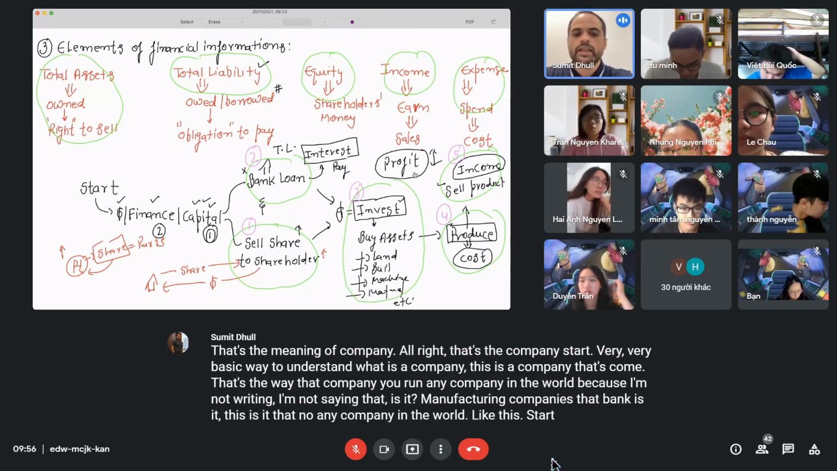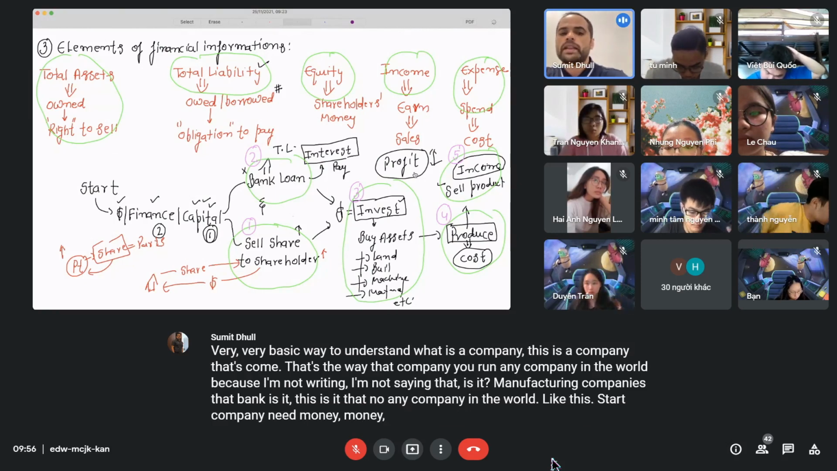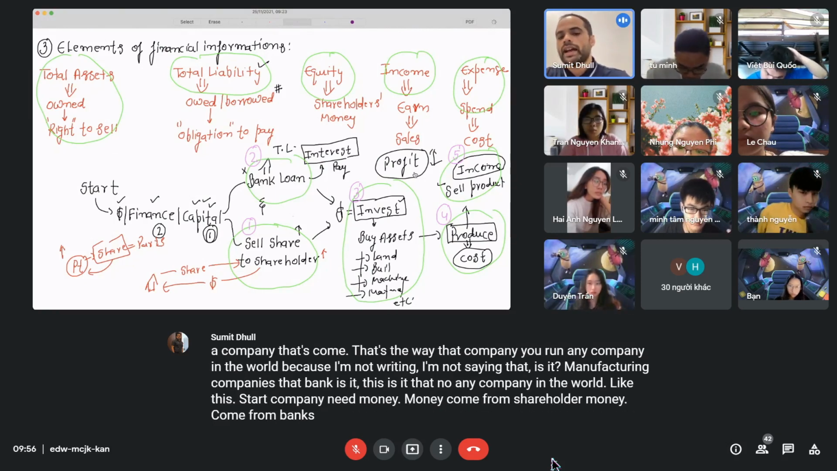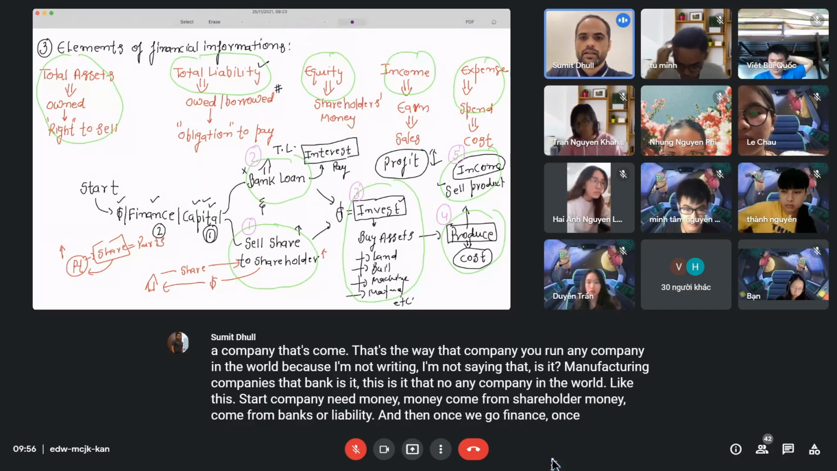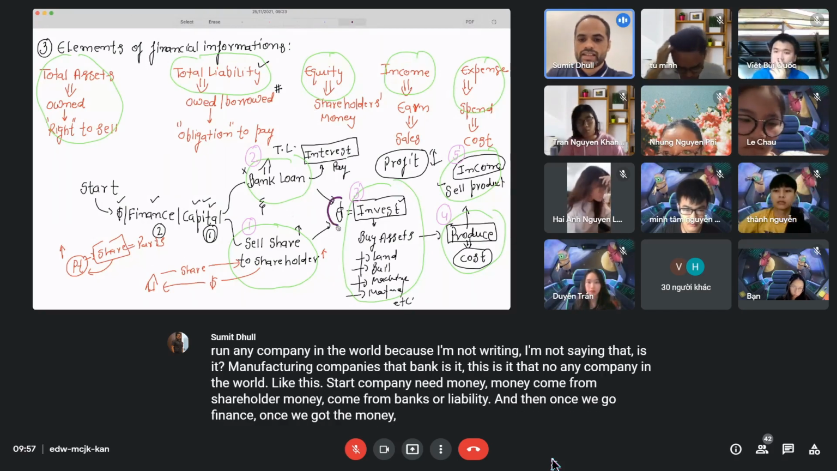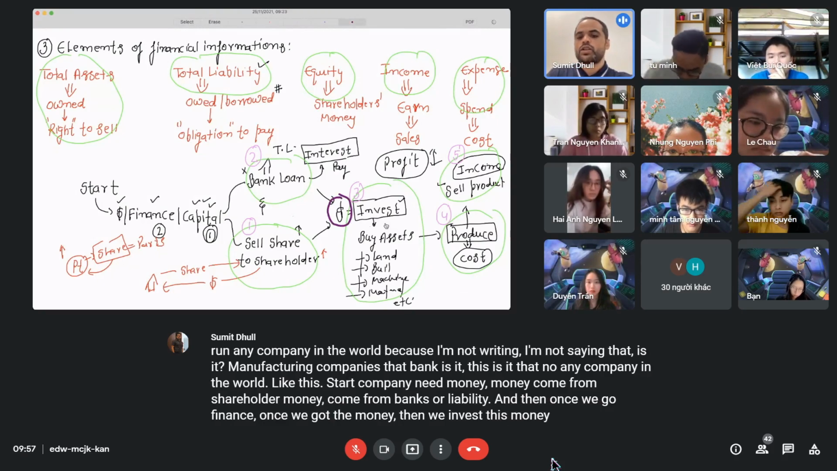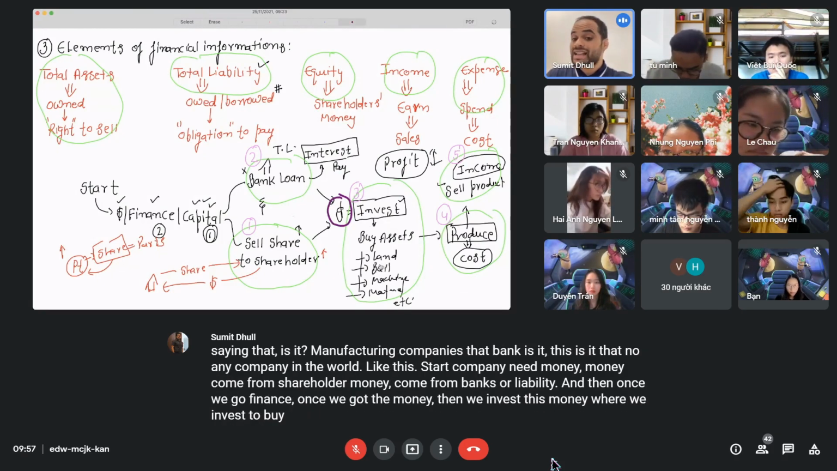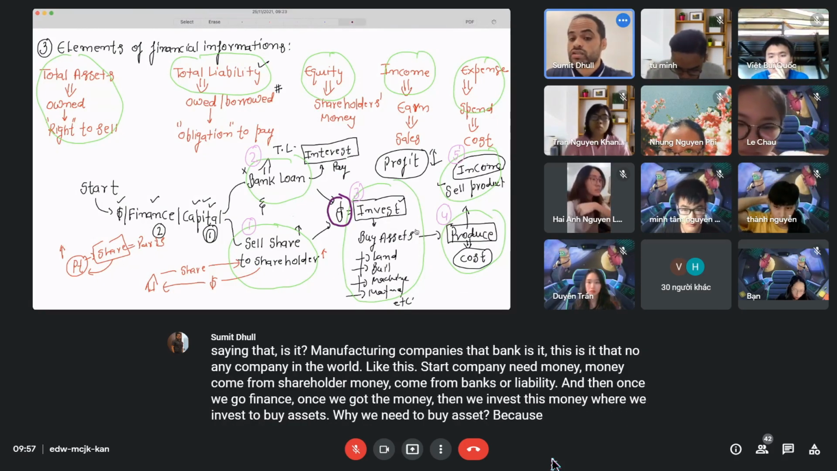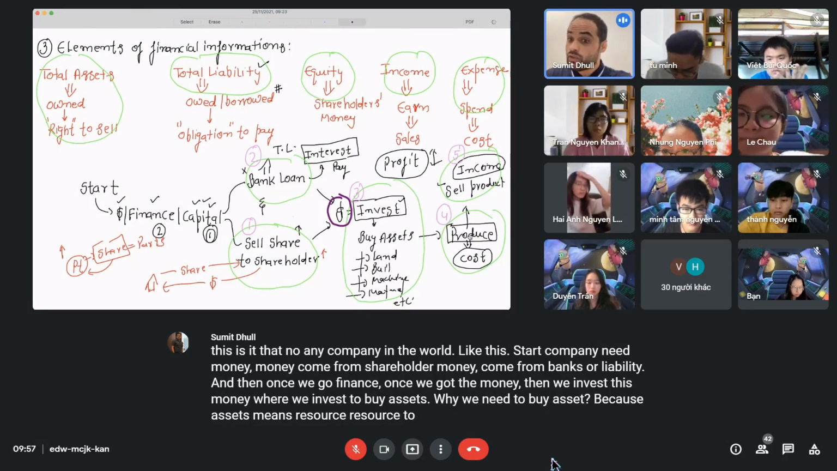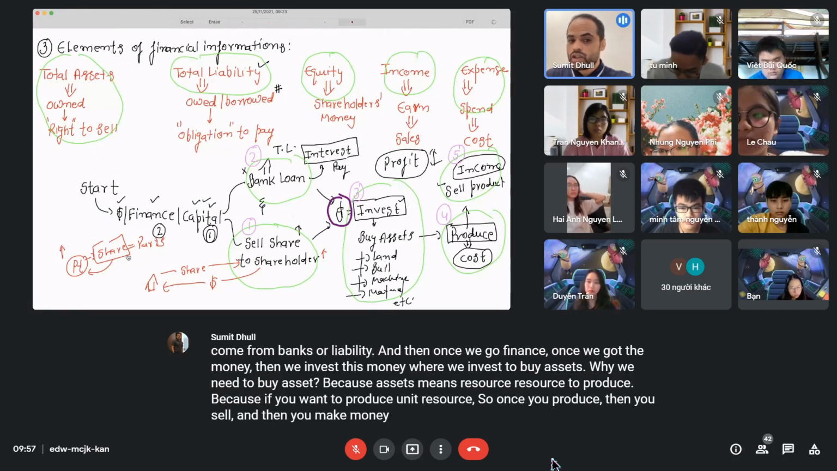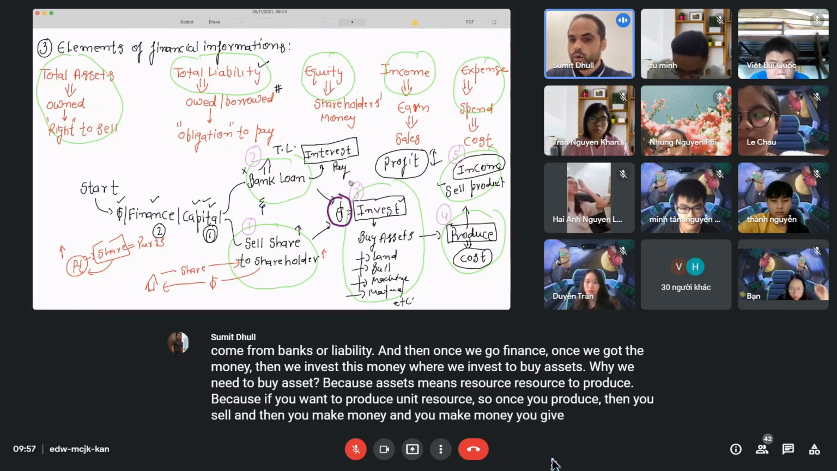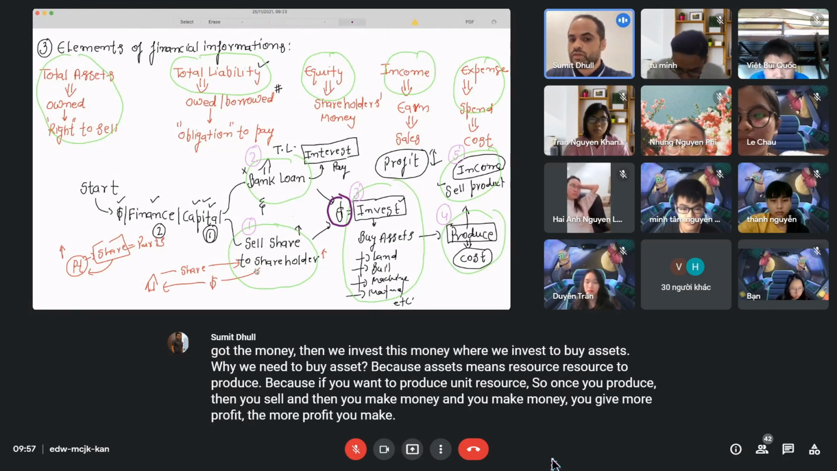Start a company, need money. Money comes from shareholders, money comes from banks or liability. And once we got finance, once we got the money, then we invest this money. Where do we invest? To buy assets. Why do we need to buy assets? Because assets mean resources to produce. Because if you want to produce, you need resources. So once you produce, then you sell, and then you make money. And when you make money, you give more profit. The more profit you make, the more the shareholders will be happy.